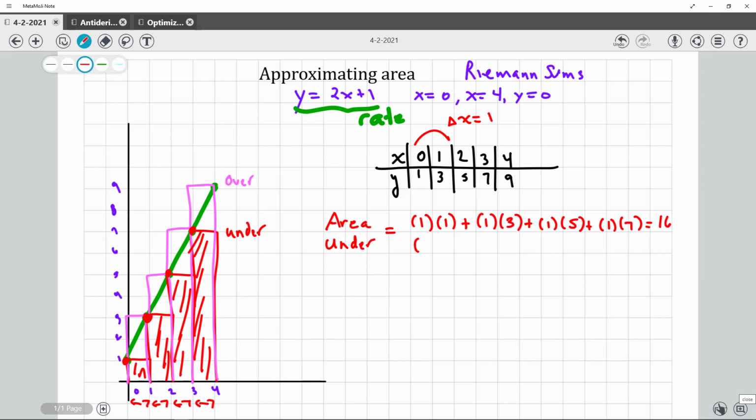Now most of the time you will see people write the width once, because the widths are all the same. Basically you're factoring it out, and you're just adding those y values. Same thing, just easier to write that way.